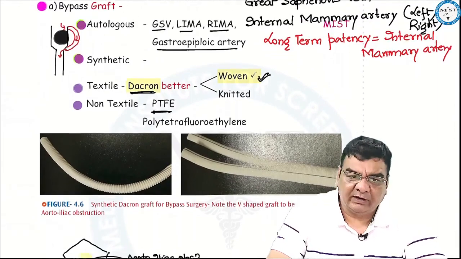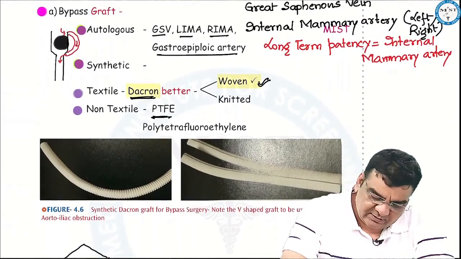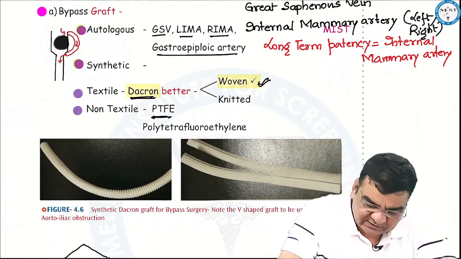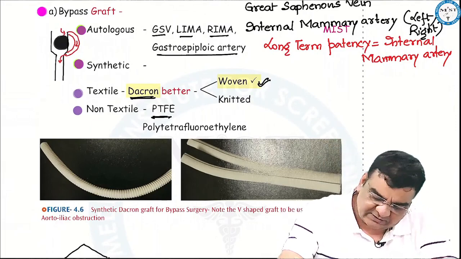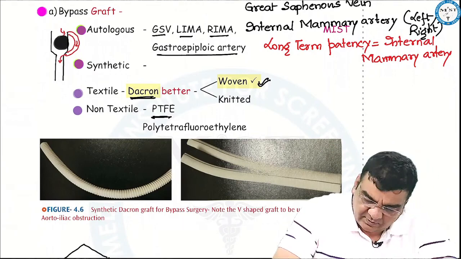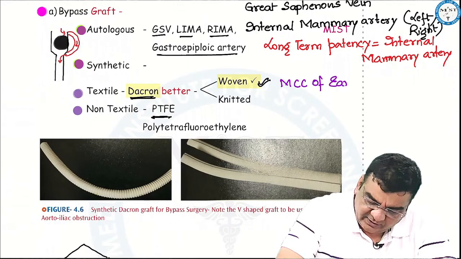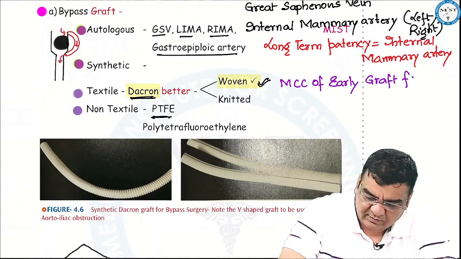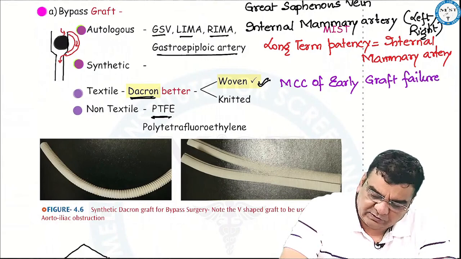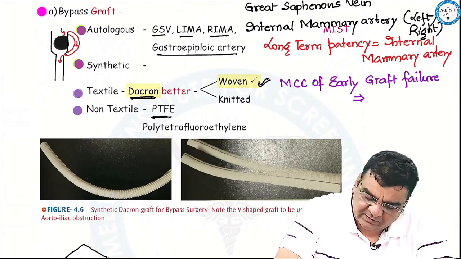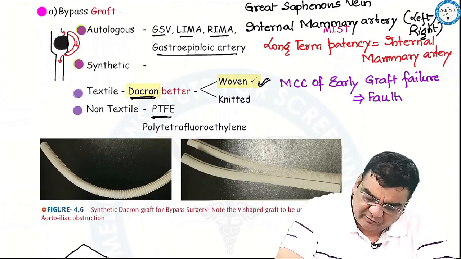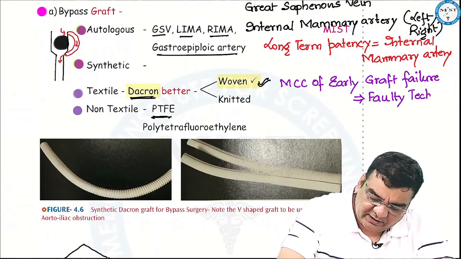Whenever we are putting these grafts, there might be some problems which we might face at times. For example, most common cause of early graft failure. Whenever we are using this bypass graft, beta, the graft can fail. Initially, it is the fault of the surgeon, faulty technique.